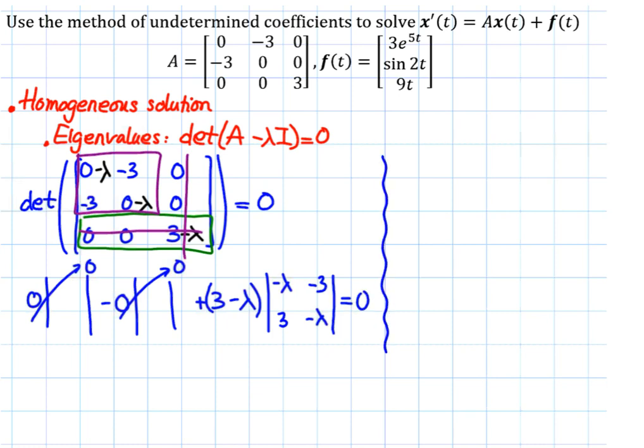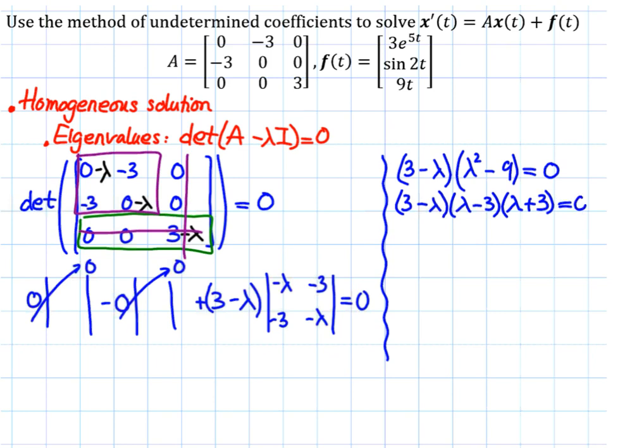This is going to be a long problem, so I try to save space here. So 3 minus lambda, and the 2 by 2 determinant gives us lambda square minus, sorry, I forgot the negative 3 here. Lambda square minus 9 equal to 0. Lambda square minus 9 is lambda minus 3, lambda plus 3. 3 minus lambda and lambda minus 3, we can factor out the negative, and we have lambda minus 3 square, lambda plus 3.